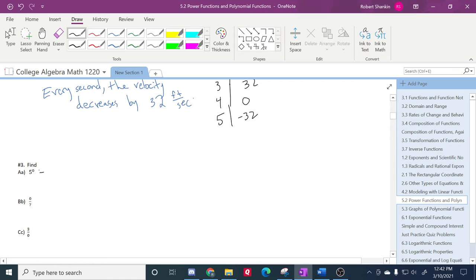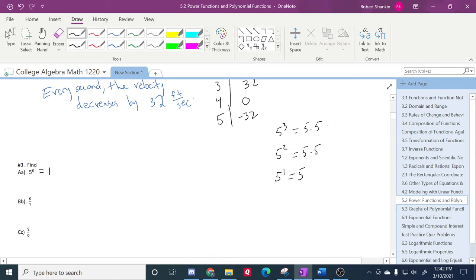Anything to the 0 power is 1. And it might seem crazy. I remember, why isn't it 5 times itself 0 times? And so why isn't it 0? Because remember, 5 to the 1, 5 to the 2, 5 to the 3.